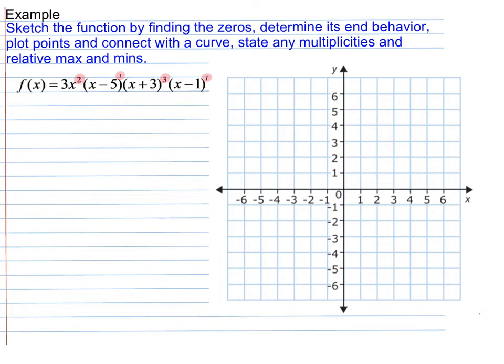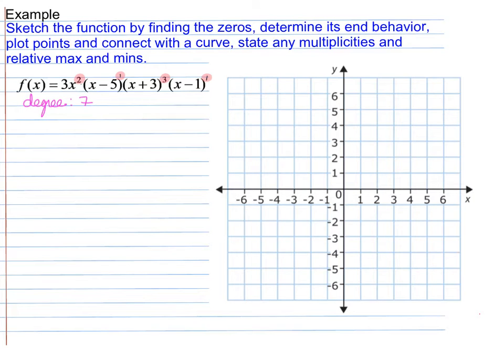So when it's in factored form, you basically have to add up all your exponents. If it doesn't have an exponent, you put a 1. So 2 plus 1 is 3, plus another 3 is 6, plus 1 is 7. So that means that my degree of this polynomial is 7.